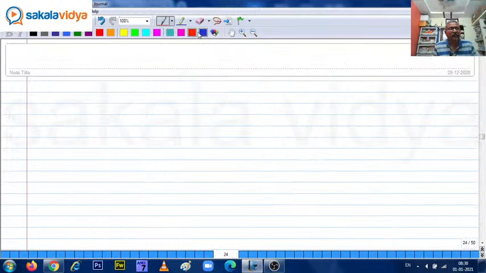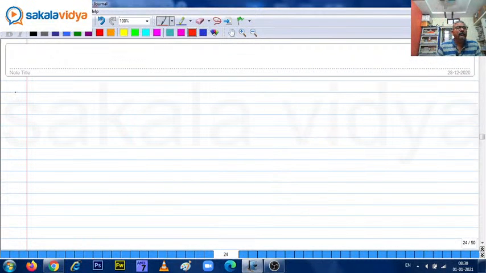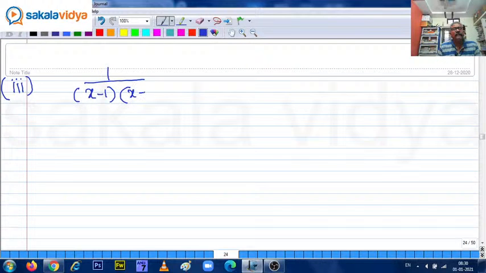Third problem. This is the third problem: one upon x minus 1 times x minus 2. Resolve into partial fractions. This is the question. Resolve into partial fractions.